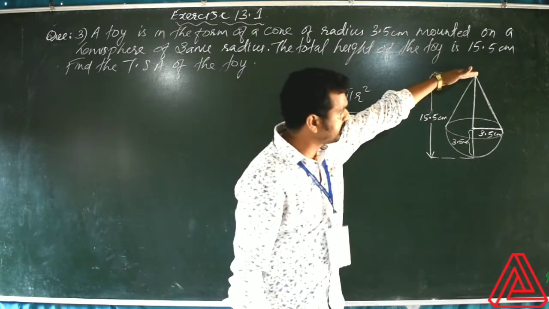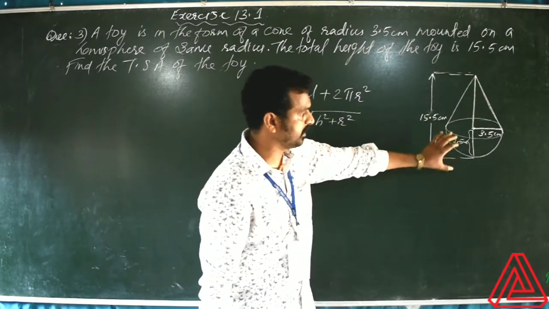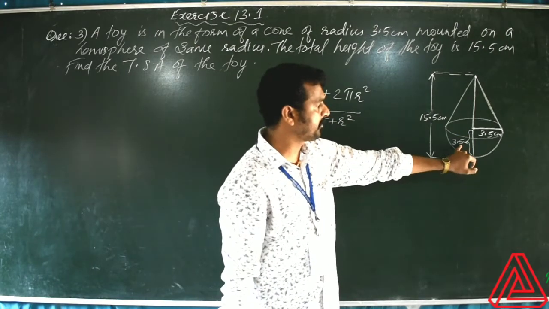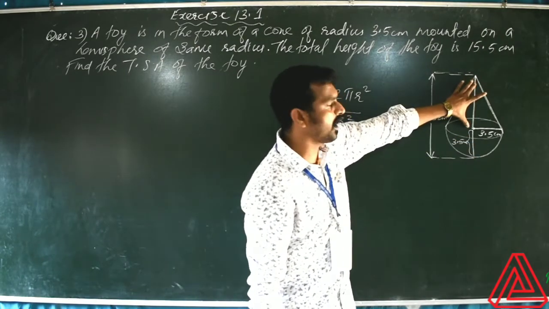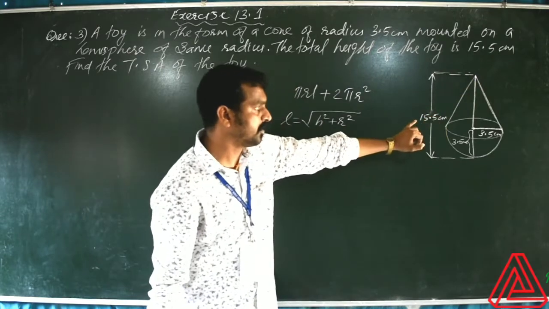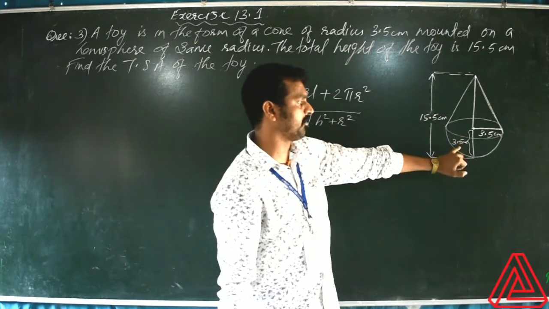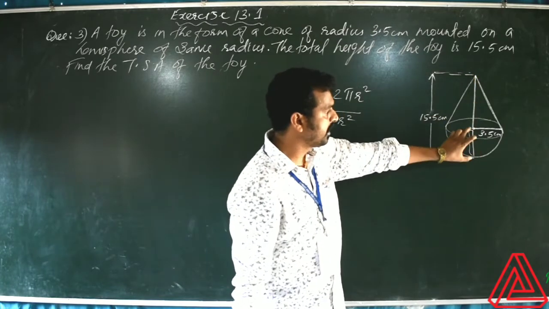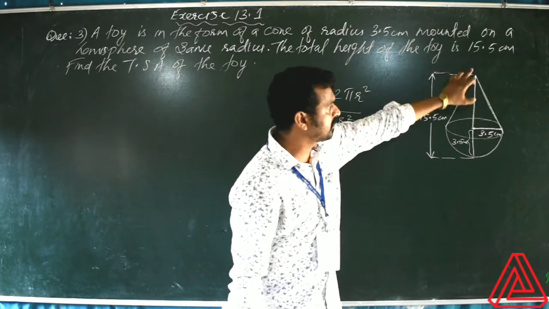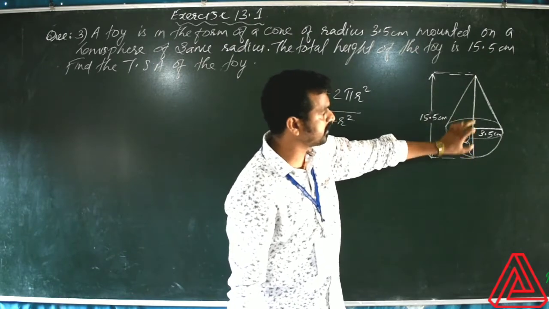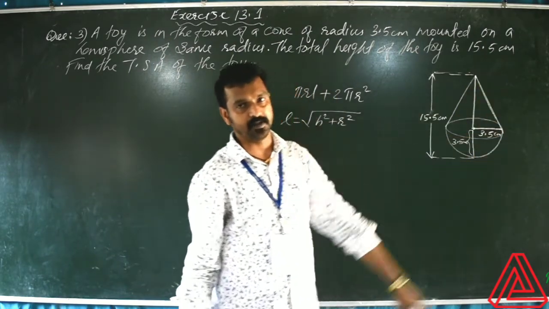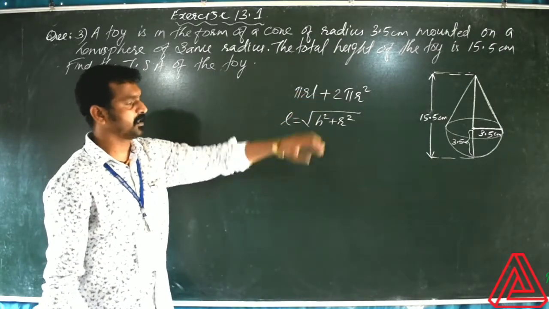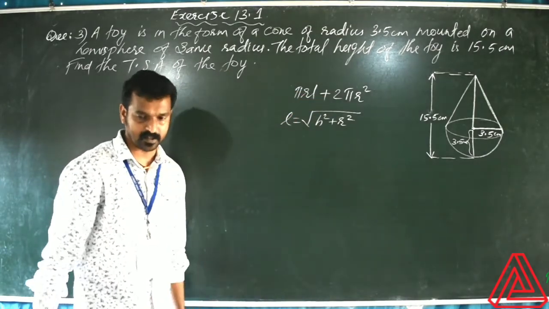What is the height of the cone? Total height of the toy is 15.5 centimeter, and the height of this hemisphere, that is the radius of the hemisphere, is 3.5 centimeters. So height of the cone is equal to 15.5 centimeter minus 3.5 centimeter. So 15.5 minus 3.5 centimeter, we will get the height of the cone. After that we have to find out the slant height. Then only we will get the total surface area of the toy.